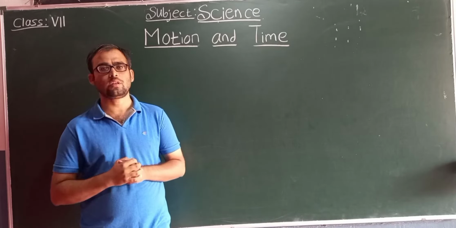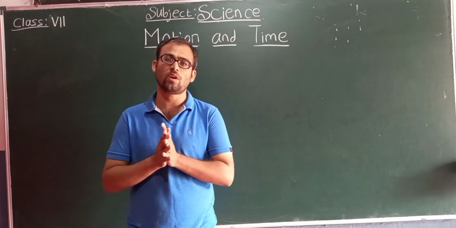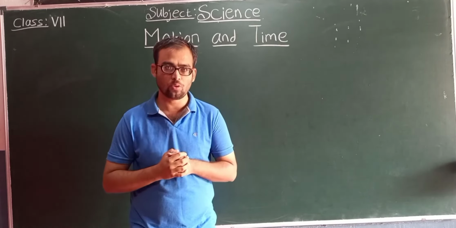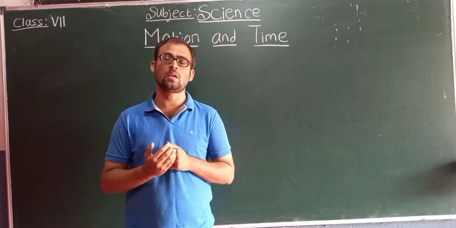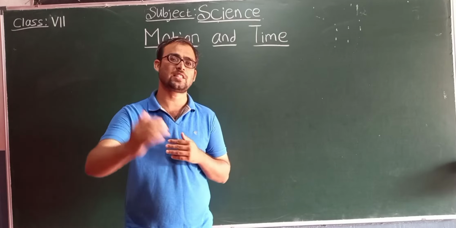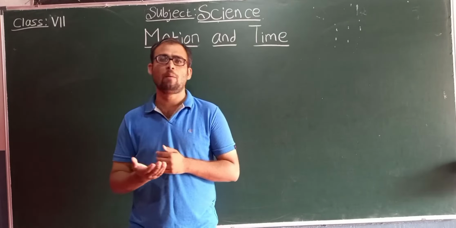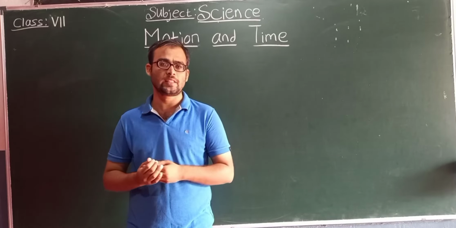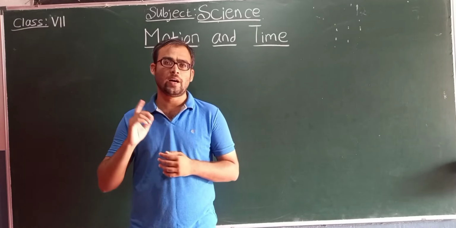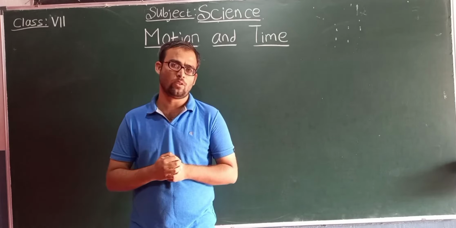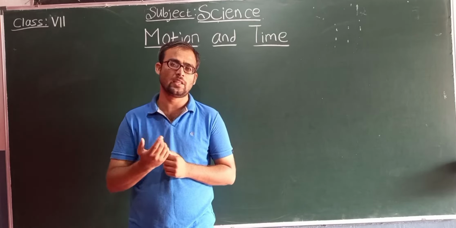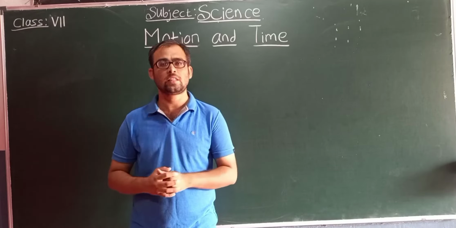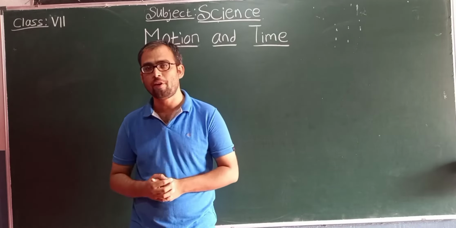The example for motion along a straight line: suppose a bus is moving along a straight road. This is an example of motion of an object along a straight line. And for circular and periodic motion, we can give an example. You know that the Earth revolves around the sun, and the moon also revolves around the Earth. So this is an example of circular as well as periodic motion.